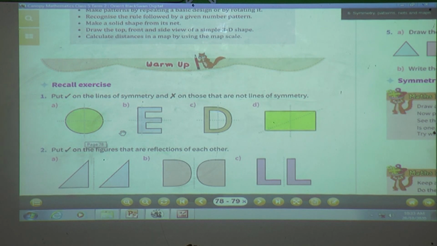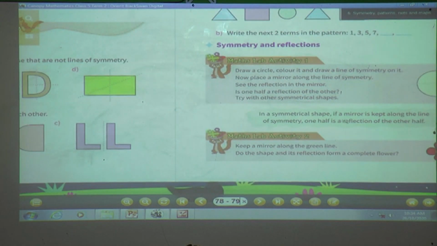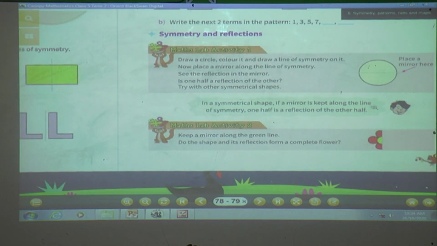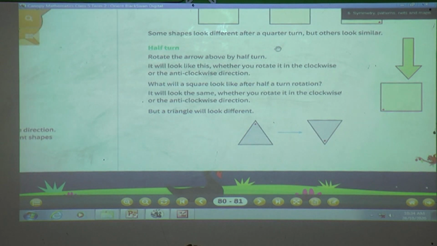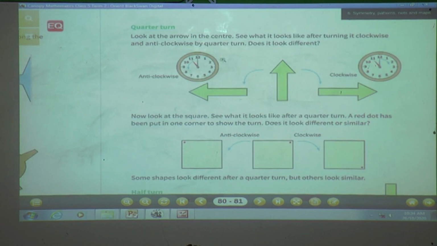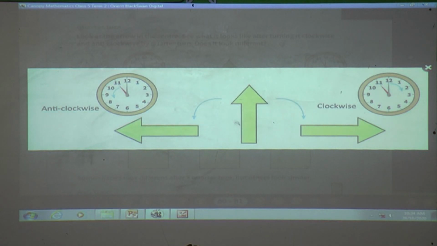Okay, and see here on page number 79, in a symmetrical shape, if a mirror is kept along the line of symmetry, one half is a reflection of the other half. Turning shapes. See, students, page number 81. Here, quarter turn. Look at the arrow. See what it looks like after turning it clockwise and anti-clockwise. Does it look different? Yes.